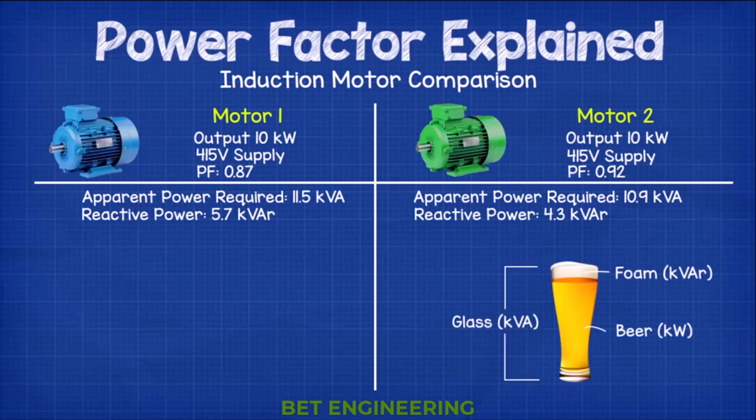Remember, our kilowatts is the beer and that's the useful stuff. The kVArs are the foam, that's the not so useful stuff. The kVA is what we're going to pay for, and that's the kilowatts and the kVAr combined.